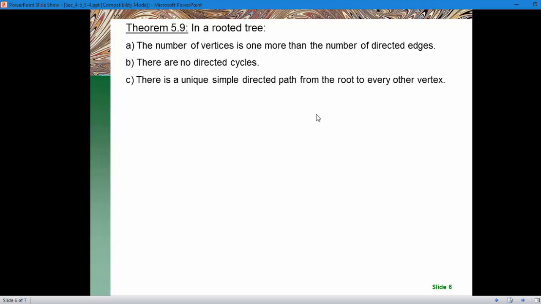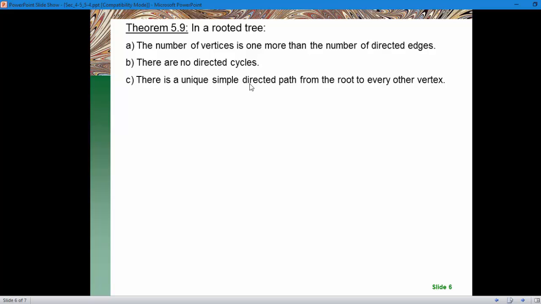And here are some results about rooted trees. First, the number of vertices is one more than the number of directed edges. And this is very similar to the result that we studied in previous chapters. There are no directed cycles in a rooted tree.